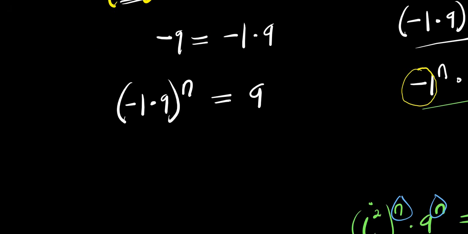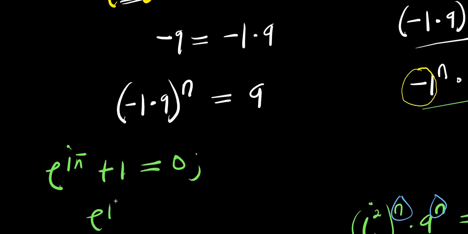So what do I do again? I consider Euler's identity: e power i times pi plus 1 equals 0. From here I have e power i times pi equals negative 1, moving this over here.